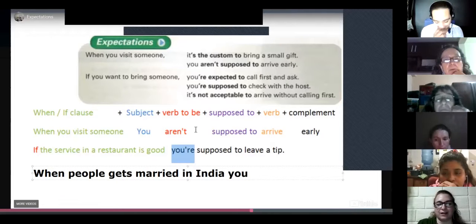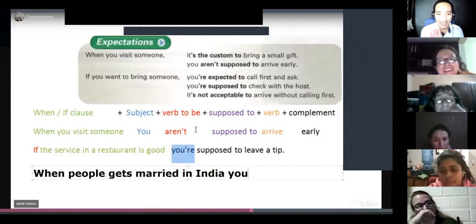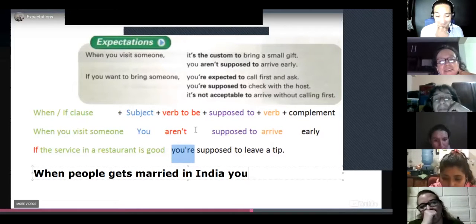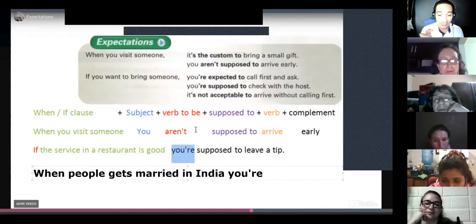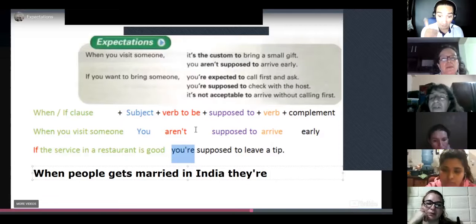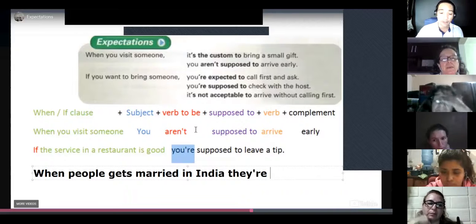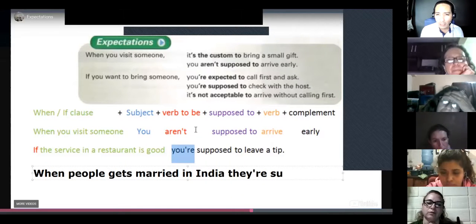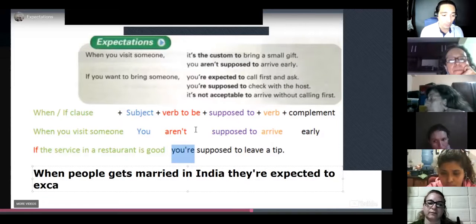Goats. Come on. Let's respect... Okay, wait. That's very dangerous. Okay, when people get married in India, let's use the example. What about there? The clothes. Yes, look at that. Change the subject, the object of the sentence. They're expected to exchange goods.